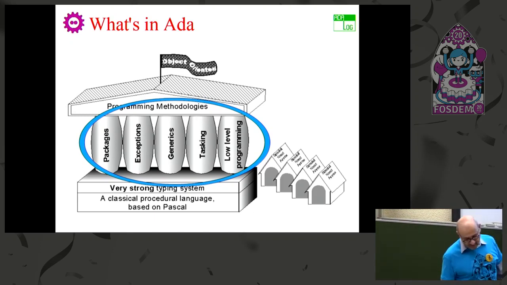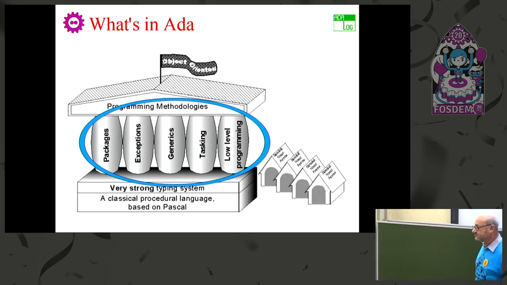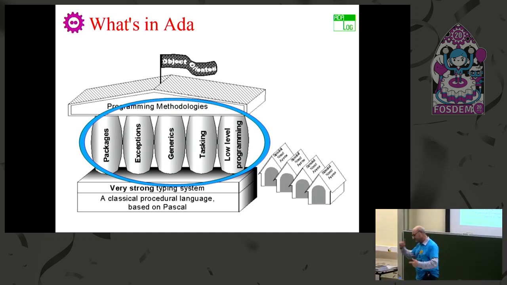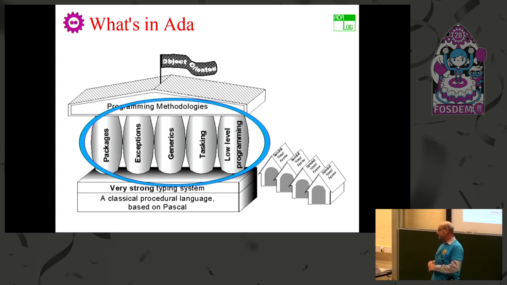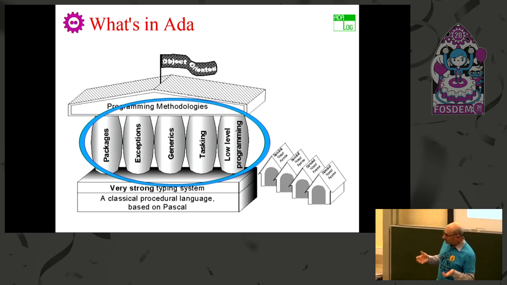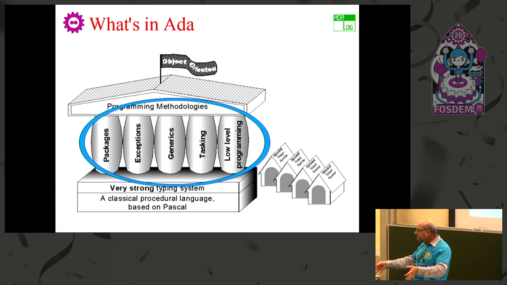Generics, well, they're a bit like templates in C++. Or should I say templates in C++ were inspired by Ada generics. It's a way to have reusability in the presence of strong typing. If you write an algorithm for a certain type, you cannot use it for another type. So it's a way of parameterizing your software so you can use it on various types.